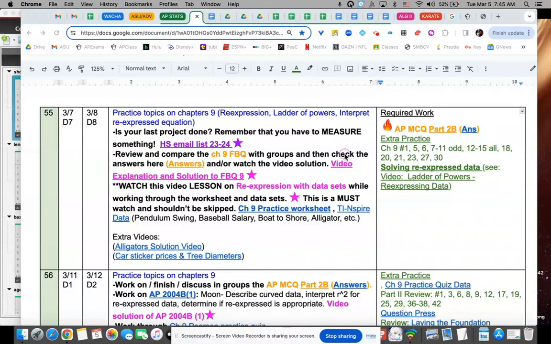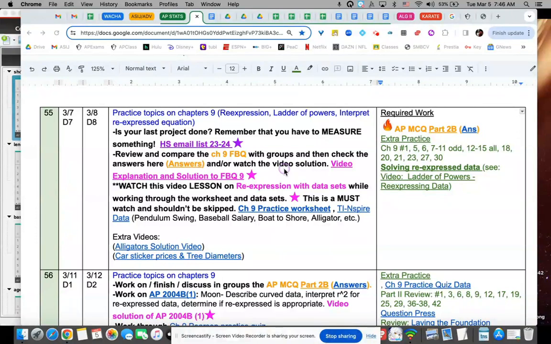In the unit plan, you'll see that the feedback quiz should have already been gone over. You should have read chapter 9, all about re-expression. You should have checked your answers to the feedback quiz. And I made a video already about the feedback quiz from chapter 9, explaining the solutions in there and giving some insight to what's going on in this chapter. So that's probably the first thing you want to do before you come to this video is watch the video from the feedback quiz chapter 9.